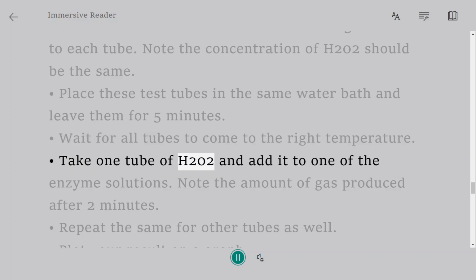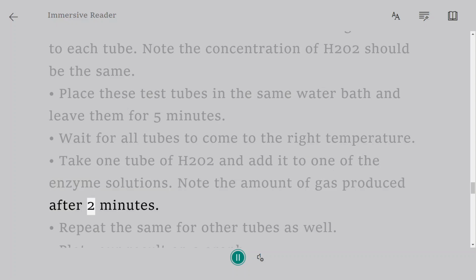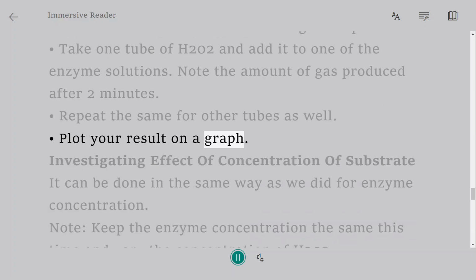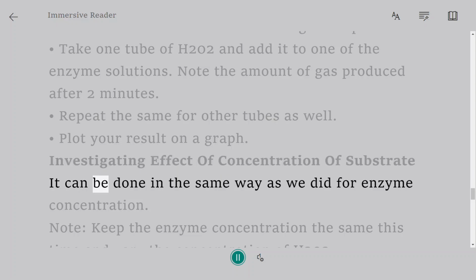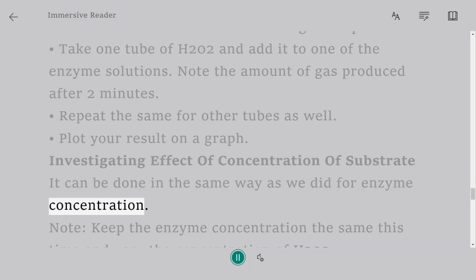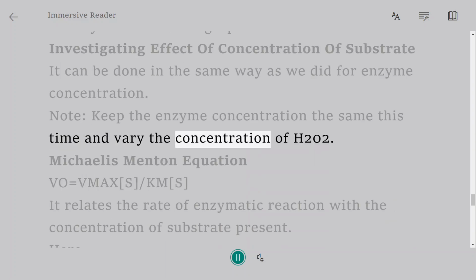Take 1 tube of H2O2 and add it to one of the enzyme solutions. Note the amount of gas produced after 2 minutes. Repeat the same for other tubes as well. Plot your result on a graph. Investigating the effect of concentration of substrate. It can be done in the same way as we did for enzyme concentration. Note, keep the enzyme concentration the same this time and vary the concentration of H2O2.